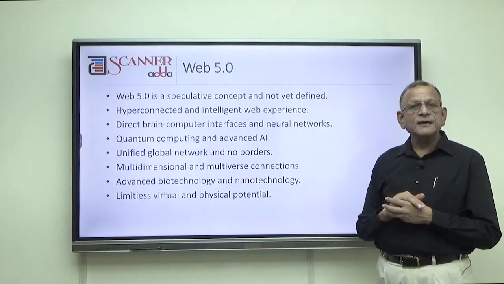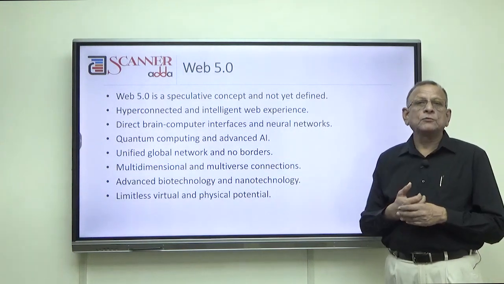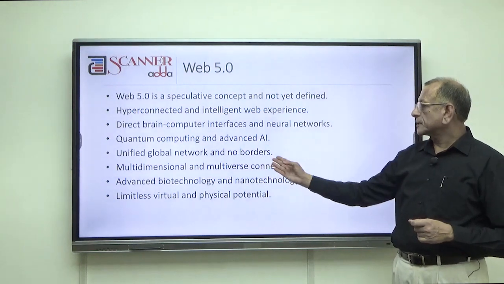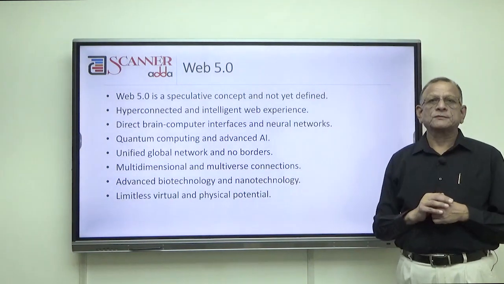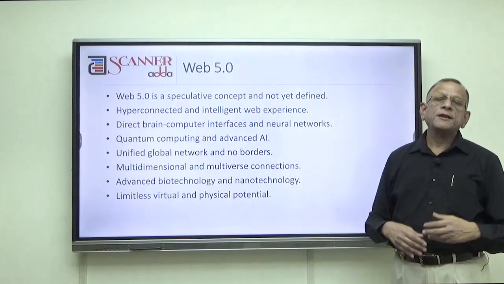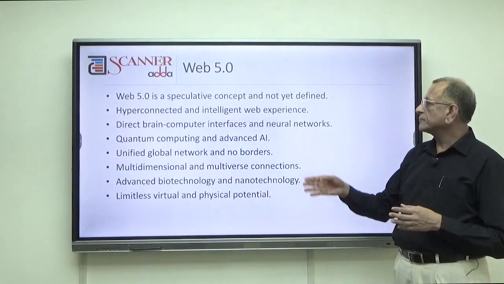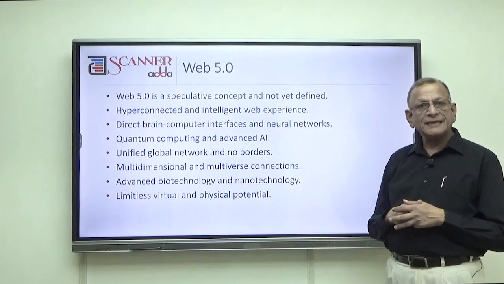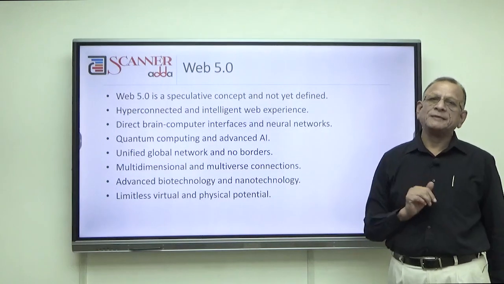Quantum computing and advanced artificial intelligence will be happening in Web 5. Unified global network and no borders. Borderless web. Multi-dimensional and multiverse connections. Not 3D, not 4D, but many more dimensions will be added to this web, and you will be able to move from physical to virtual, etc. Advanced biotechnology and nanotechnology will be in this Web 5, and limitless virtual and physical potential will be there.